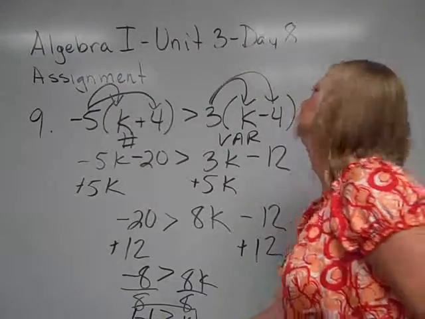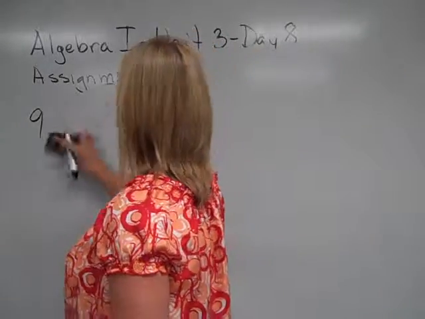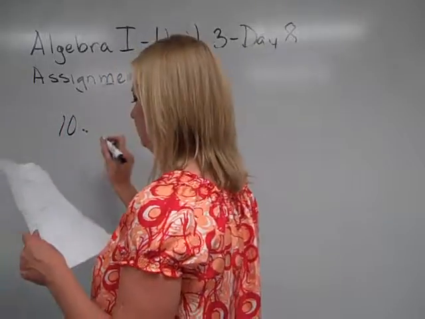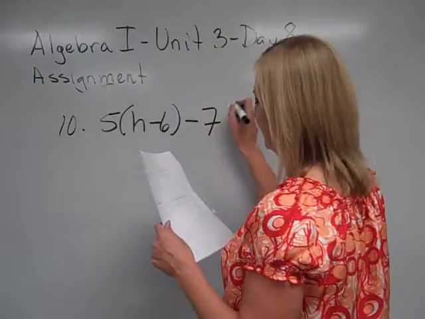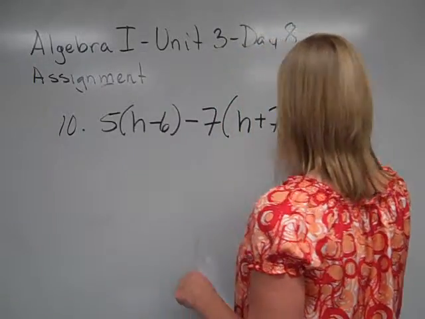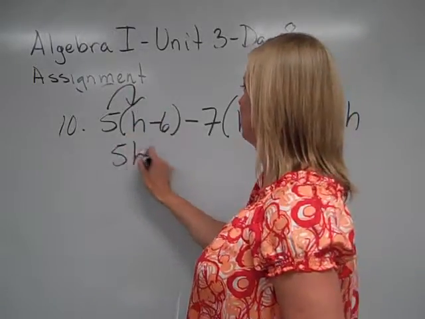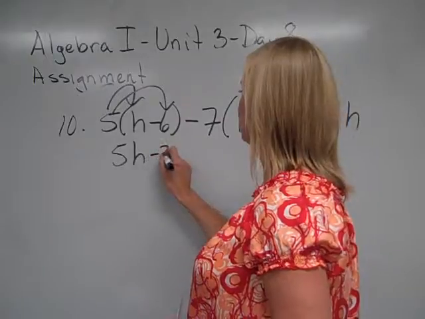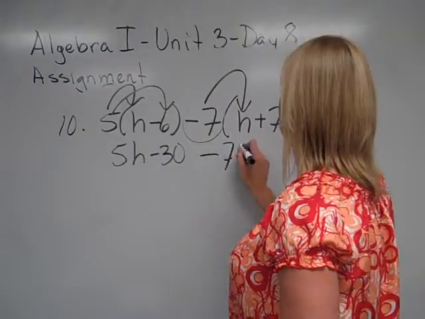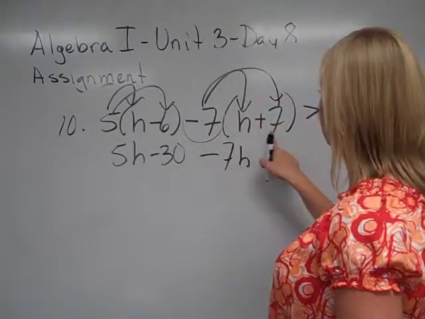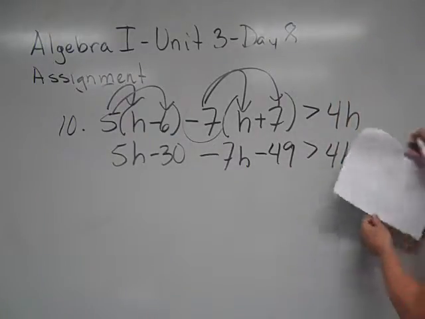Okay, last one. Number 10. 5 times the quantity h minus 6, minus 7 times the quantity h plus 7, is less than 4h. All right, 5h. 5 times negative 6 is negative 30. Now careful, this is negative 7 times h. Negative 7h. Negative 7 times 7, negative 49. Time to combine like terms.